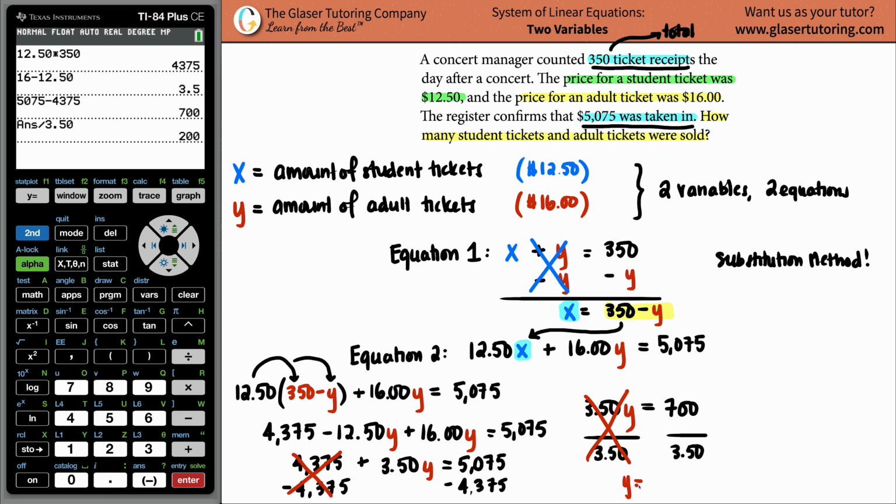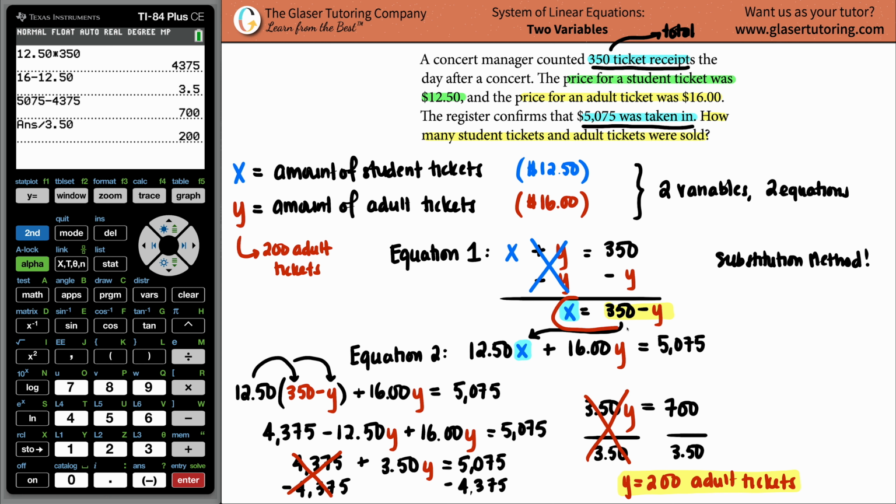So y equals 200. And the y was the adult tickets. So we had 200 adult tickets that were being sold. So we have the answer to half of the problem, right? The question asked how many student tickets and adult tickets were sold. So we know that 200 adult tickets were sold. And now we just got to find out how many student tickets.